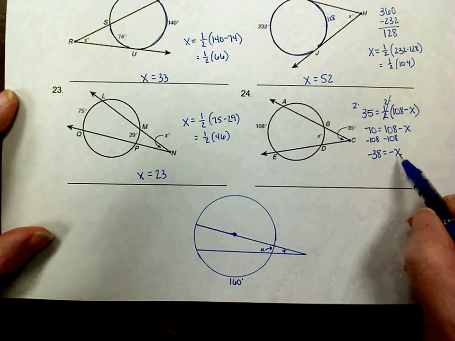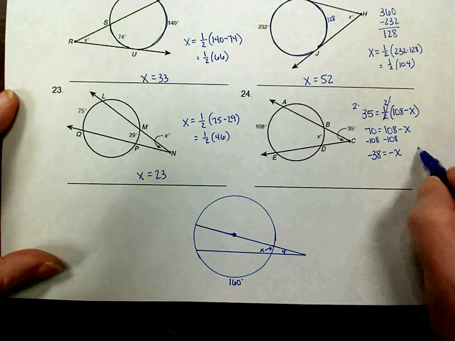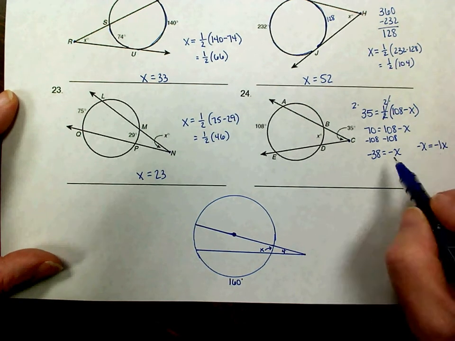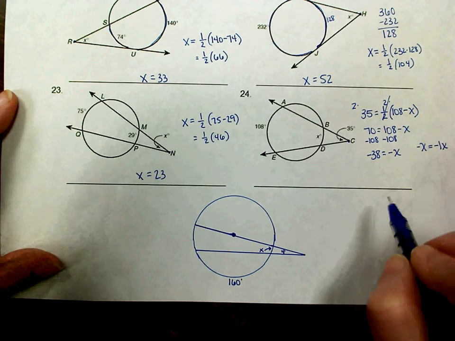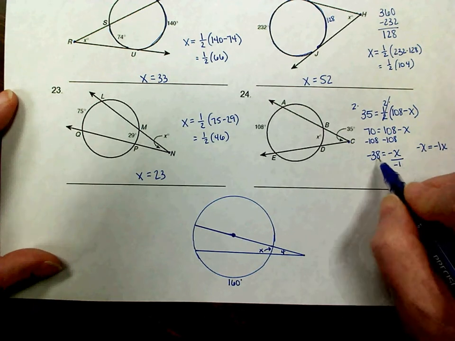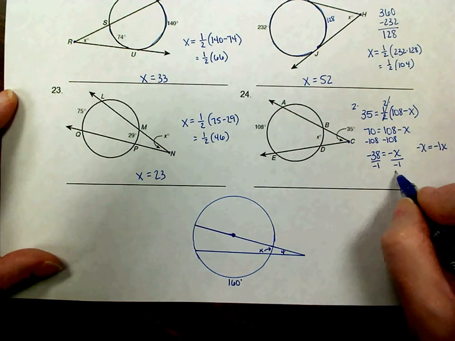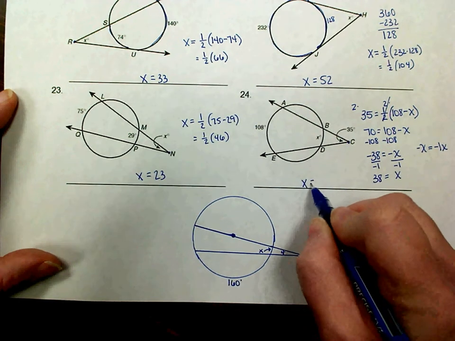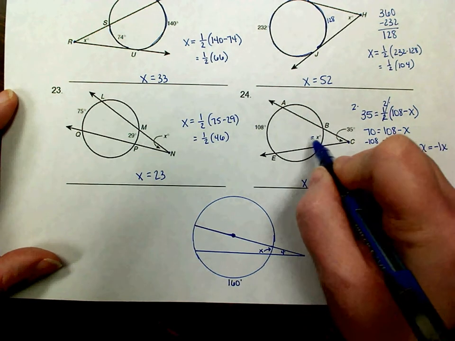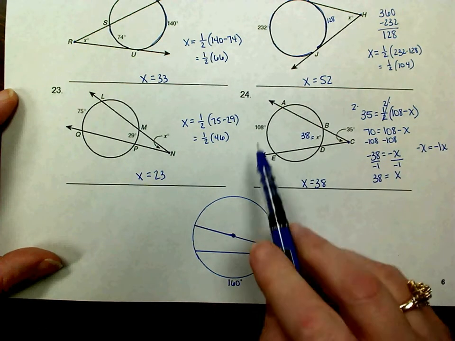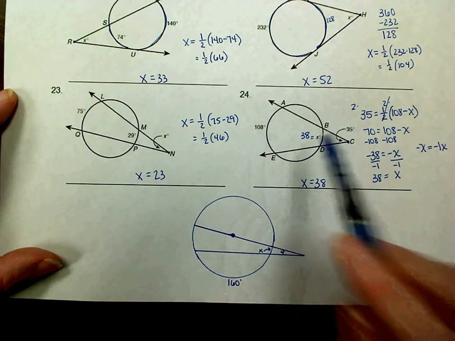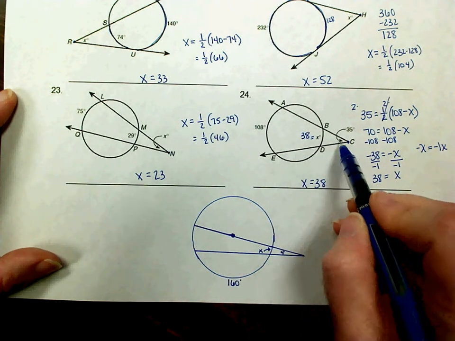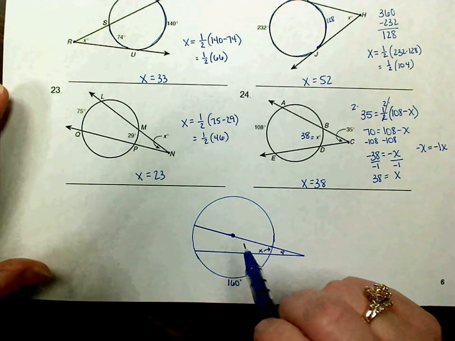So now to get x by itself, you need to understand that negative x is the same thing as negative 1x. So you're going to undo the multiplication between negative 1 and x by dividing both sides by negative 1. So your x value is a positive 38. When you get that answer, you can check it by subtracting 108 minus 38 and getting 70, taking half of that and making sure you get your angle, which is 35 degrees.